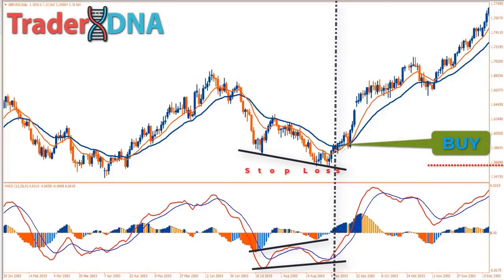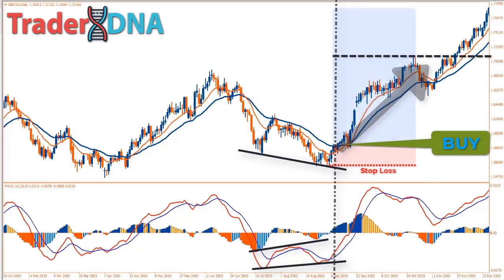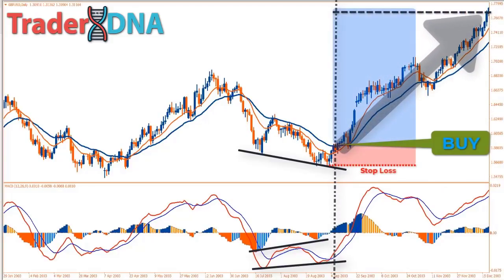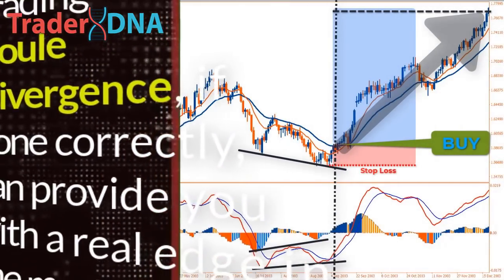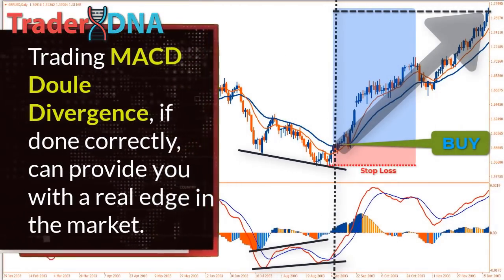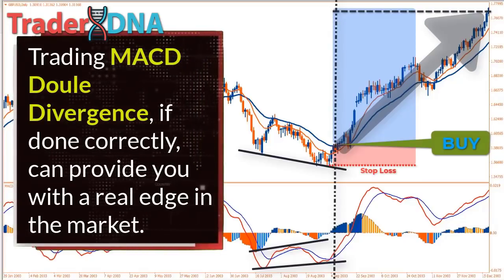The strongest signals appear when there is a double divergence on both the histogram and on the signal and MACD line. This is my favorite way to use the MACD and the most effective way. Trading MACD divergence, if done correctly, can provide you with a real edge in the market. It can be a powerful early indicator of trend reversals when combined with price action and support and resistance.